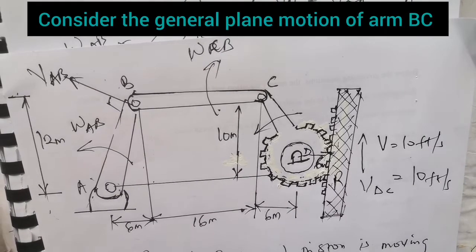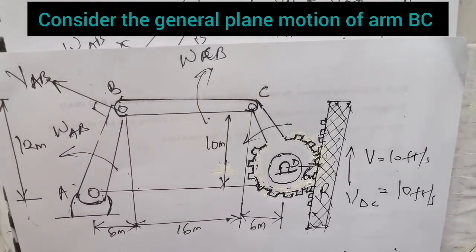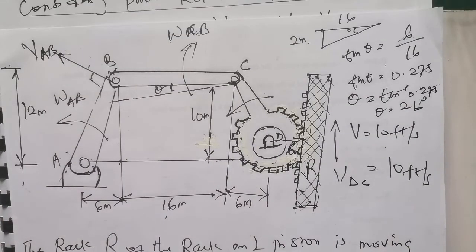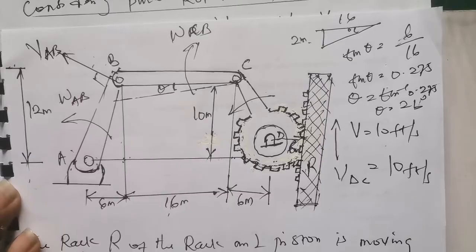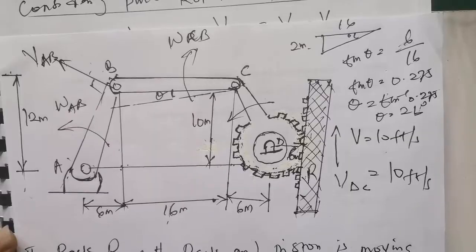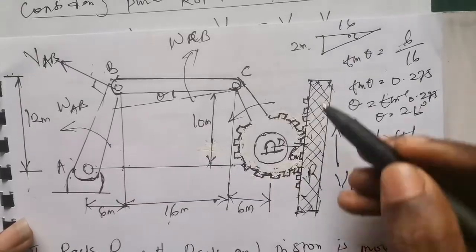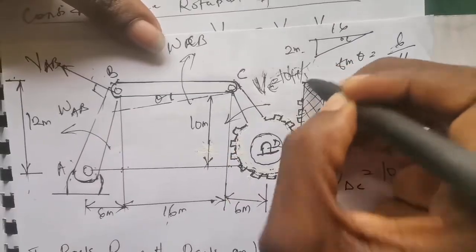Now we consider the general plane motion of arm B to C. That's the next thing to do. We are simply going to pull out this diagram as explained in the previous video, and draw two separate diagrams of it, one for the translational and the other for the rotational. And remember, I said in the previous video, when translating, you translate about the known velocity. So recall we analyzed earlier and found that the velocity at point C is the same as the velocity of the rack. So we said VC is equal to 10 foot per second.